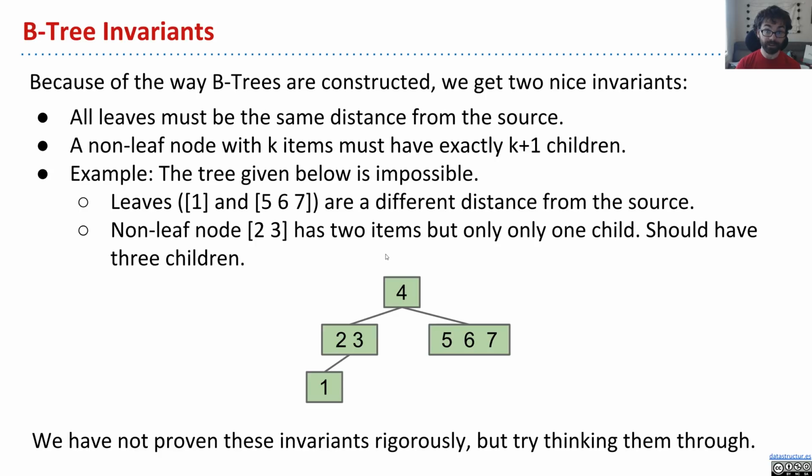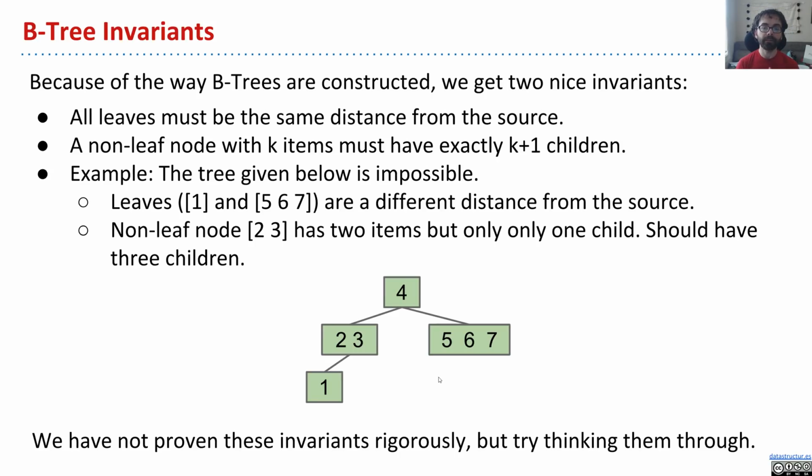So to make sure those invariants make sense, here's a tree which breaks both. So first, let's observe that these 2 leaves, 1 and 5, 6, 7, are a different distance from the source. This one is 2, this one is 1. So this has depth 2, and 5, 6, 7 has depth 1. That's not possible. Secondly, a non-leaf node, for example, this 2, 3 node, has 2 items, but only 1 child. It should in fact have 3 children. So it should, if this was a valid tree, have 3 children. And this one should have 4, I guess, in this case. And this would be for an L equals 3 tree.